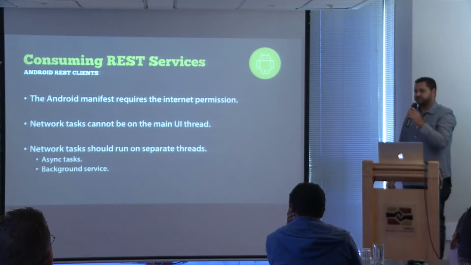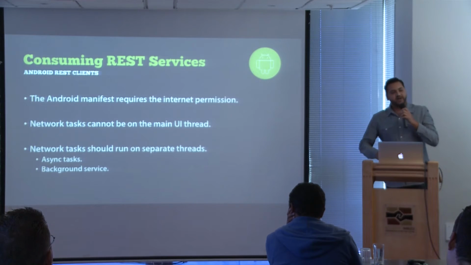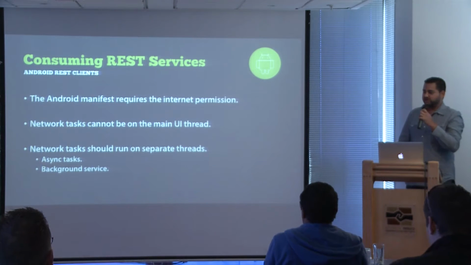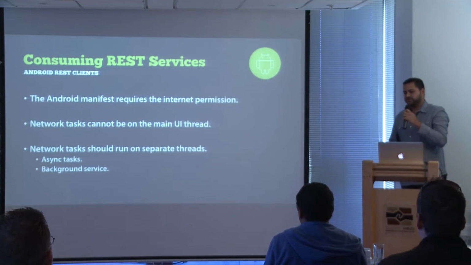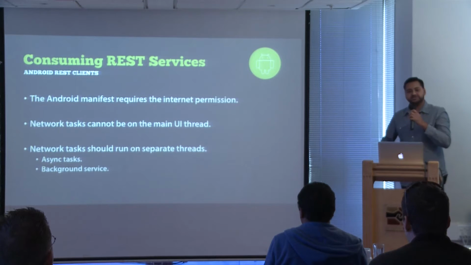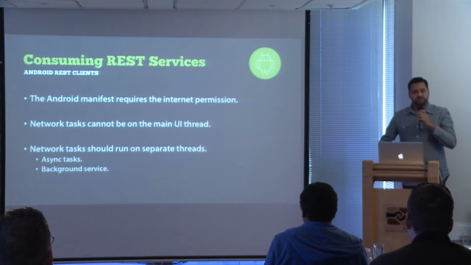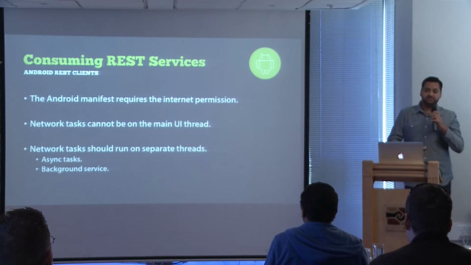Also, network tasks cannot be on the main UI thread. So you need to create async tasks or background services to perform your network operations. And this is because Google don't want to diminish the user's experience because of your network activity. So you need to be smart about the way you use the network and how you represent that on the front-end UI.